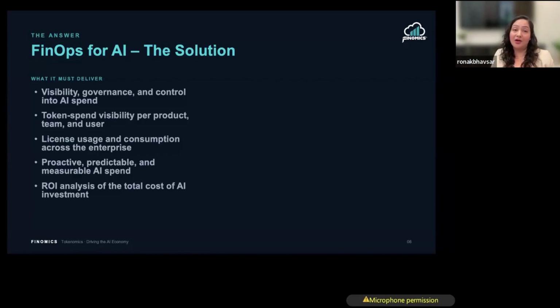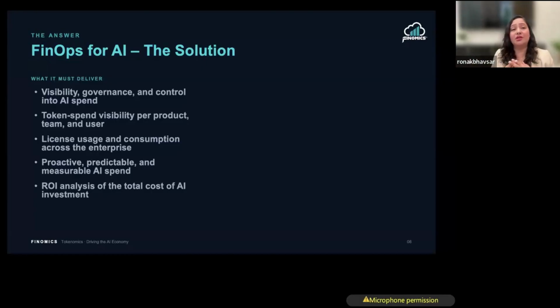You need to know how your teams, your product, your application, your users are spending on this token. Plus AI licensing costs, right? You have 1,000 cloud licenses. You want to know how many of these licenses are assigned. Are people really using it? How are they using it? Is there a token max happening? Who's using these licenses and how, right? So there has to be visibility into that part.